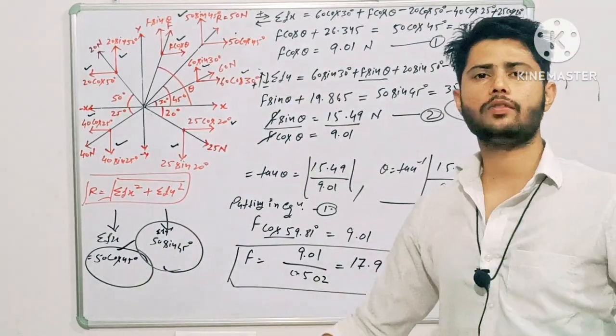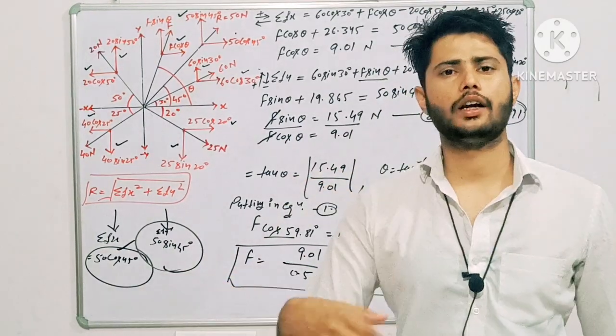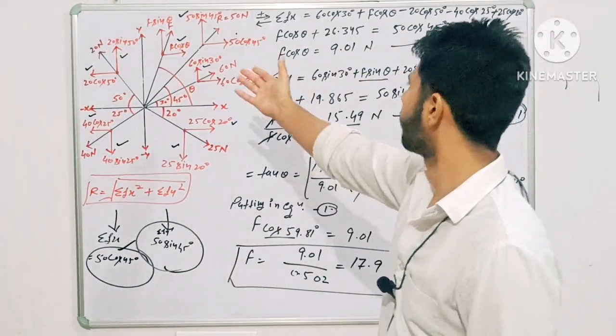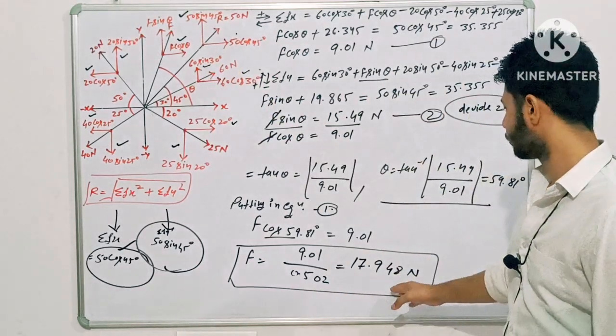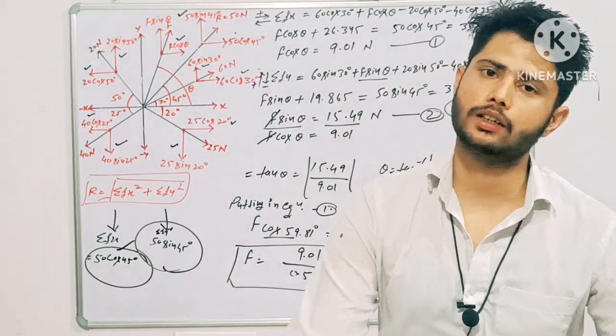So according to our problem, we have already found the value of theta. Theta is equal to 59.81, and we have already found the value of force F, which is equal to 17.948 Newton. So our problem has been completed here.